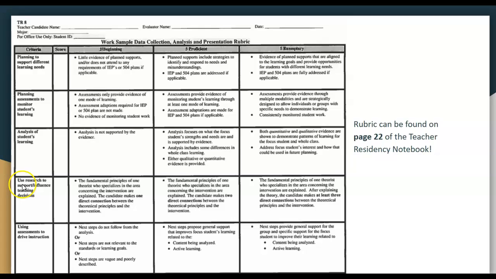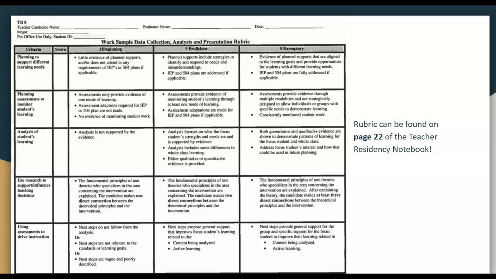For the next criteria, the use of research to support your findings and your intervention, the fundamental principles of one theorist who specializes in the area concerning the intervention are explained. After explaining the theory, the candidate makes at least 3 direct connections between the theoretical principles and the intervention. So, in other words, you have to base your interventions, what you're doing in the classroom, upon theory, upon research. And in order to do that, you need to bring one or more theorists into this work sample presentation.